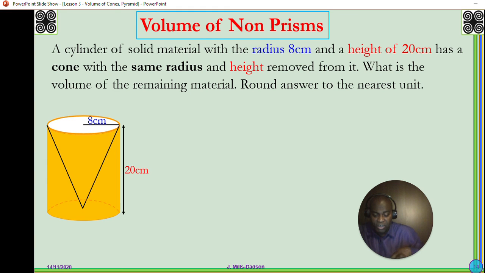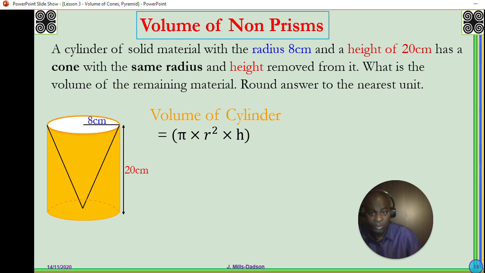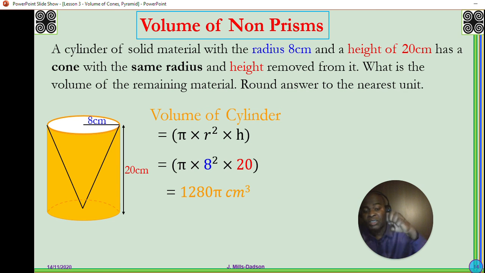After taking that hollow cone out of the cylinder, we are supposed to work out the volume of the remaining material. Okay, so we start. The volume of the original cylinder is pi r squared, which is the base, times the height. So the entire volume before we took the cone off is 1280 pi cm cubed.